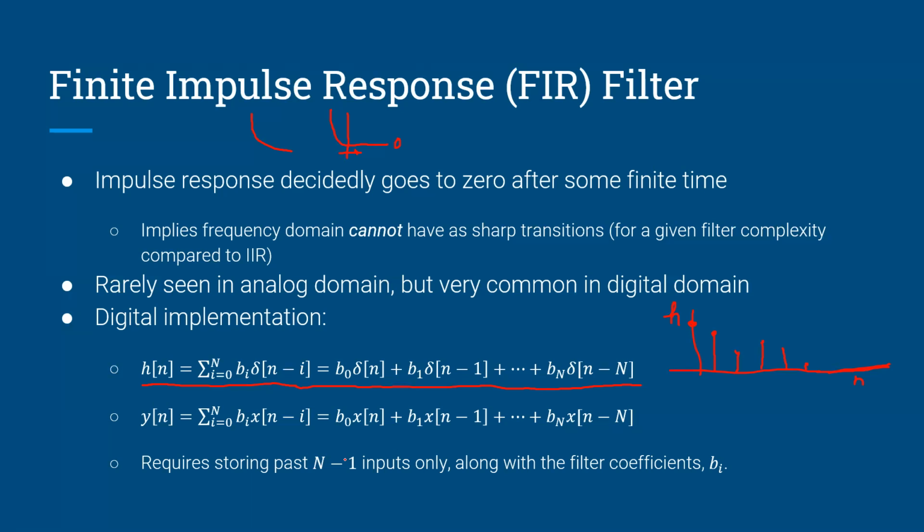So a total, actually I think this should be, sorry, this should just be n, past n inputs as well as the current input, as well of course as the b_i's, the filter coefficients. And so you'll often see the filter coefficients called taps. So you might have an n-tap filter, for example, which just means you have n coefficients. That's just terminology.